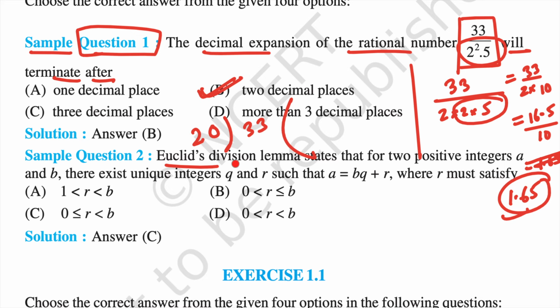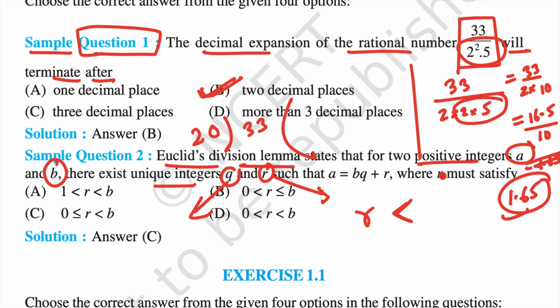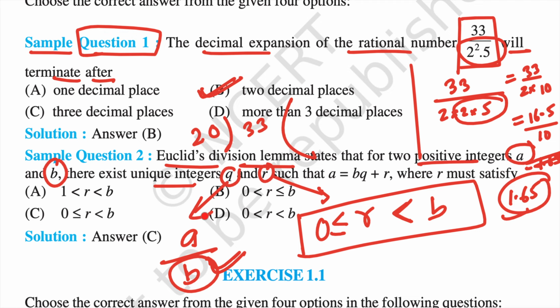Now this is Euclid's division lemma, which states that for two positive numbers a and b there exist unique integers q and r. Q is the quotient, r is the remainder. So the remainder value can never go above the divisor. So b is the divisor and a is the dividend. The remainder will never go above b, but the remainder can be 0 if it is exactly divisible. So the answer for that case will be C.